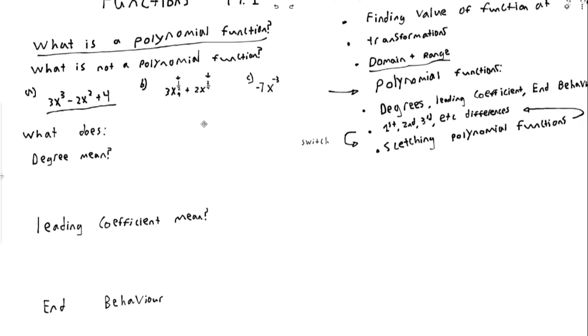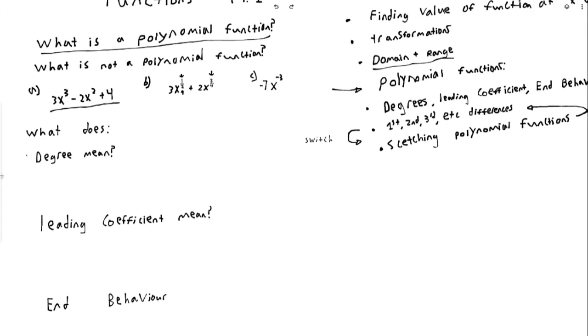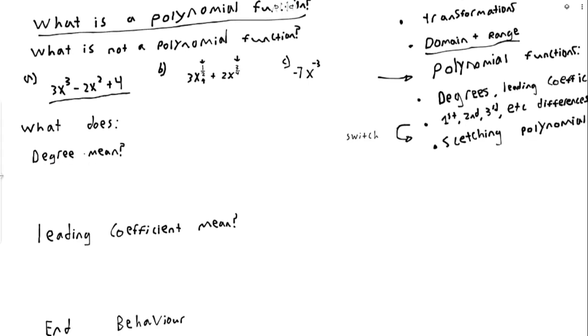So there's some important information when looking at a polynomial function. For example, degrees, leading coefficient, and behavior, which will all link into sketching polynomial functions, which we'll talk about near the end. So there's three very important things. So first one is the degree.